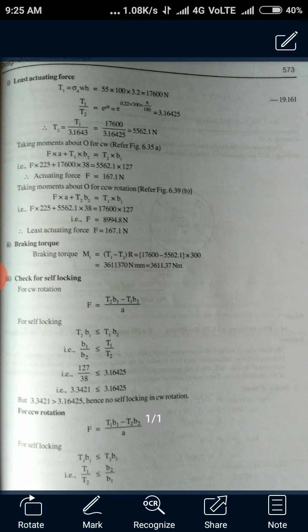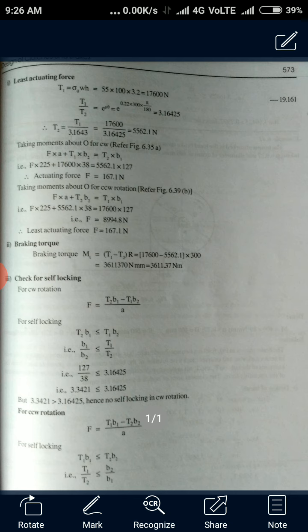T1 equal to sigma d, that is the allowable stress of the band, times W into H, width and thickness or depth. So we know width and thickness and the allowable stress for the band. Substituting that 55 into 100 into 3.2, you get 17,600 Newton as T1. So using the tension ratio, T1 by T2 equal to e raised to mu theta, we already know T1 and we can find T2, that is 5562.1 Newton.